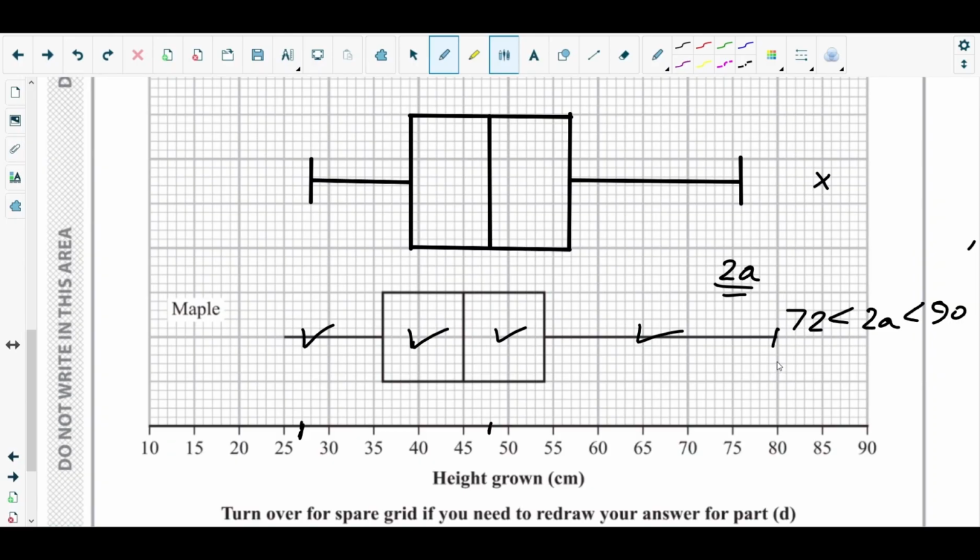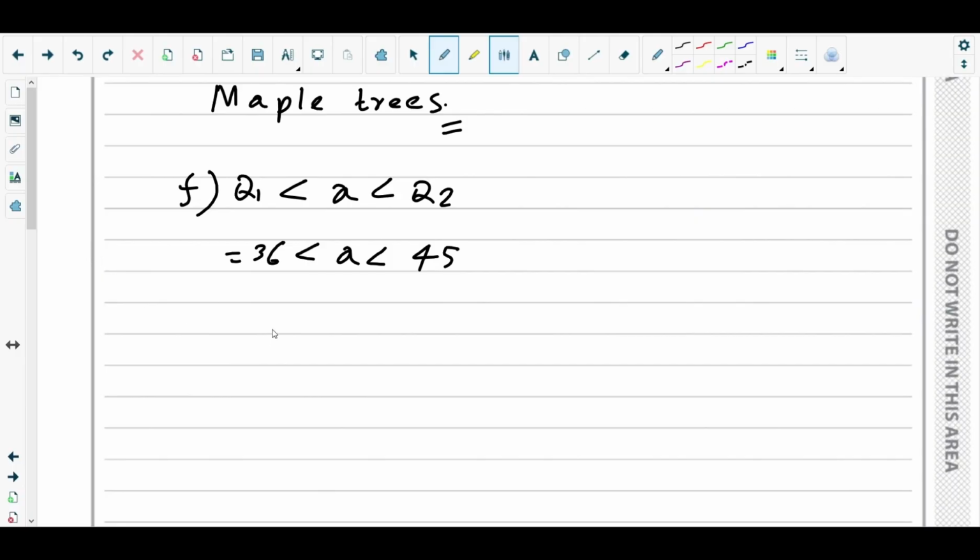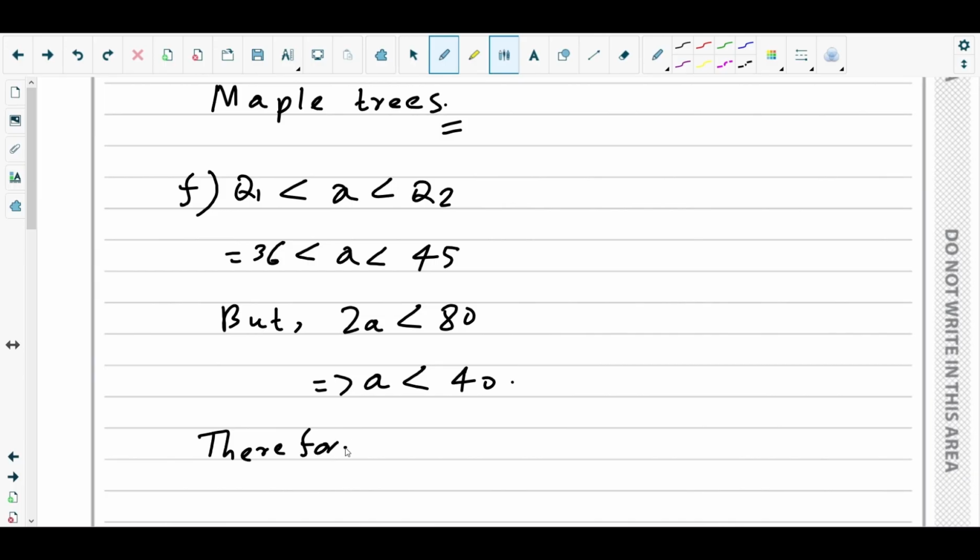80. Let's consider that. We need to write this here. Twice of A should be less than 80, so A should be less than 40. Therefore, combining the two ranges of values of A, we can write A should be greater than 36 and less than 40. If this is the scenario, then the addition of the 4 missing data will not change the shape of the box plot.